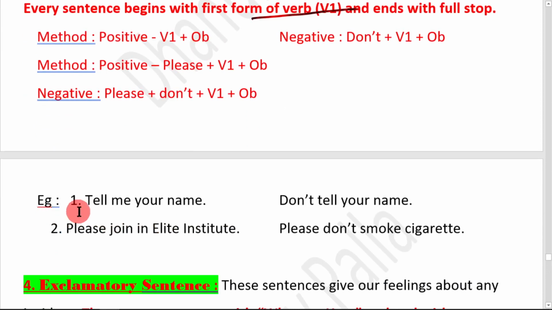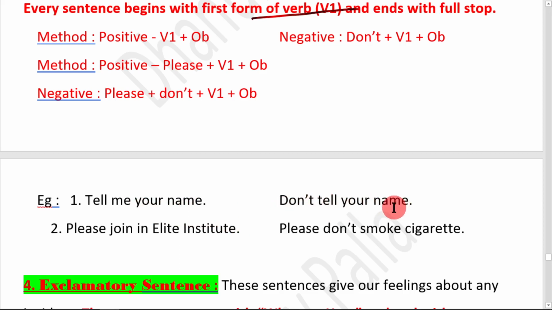For example, tell me your name. A sentence that begins with V1 and ends with a full stop is an imperative sentence. Here, please join Elite Institute also starts with a verb and ends with a full stop, so it is also identified as an imperative sentence. Tell me your name is the positive imperative sentence. Don't tell your name is the negative imperative sentence.